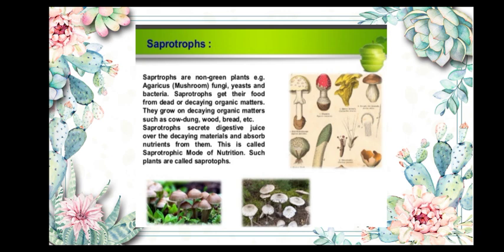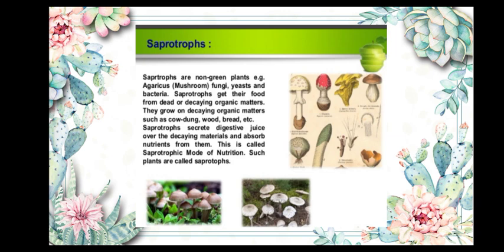Now for the saprotrophs. Saprotrophs are another mode of nutrition. Saprotrophs are non-green plants. Examples are agaricus, mushroom, fungi, yeast and bacteria. Saprotrophs get their food from dead or decaying organic matter. They grow on decaying organic matter such as cow dung, wood, bread, etc. Saprotrophs secrete digestive juice over the decaying material and absorb nutrition from it. This is called the saprotrophic mode of nutrition. Such plants are called saprotrophs.